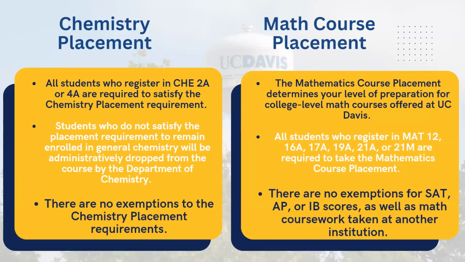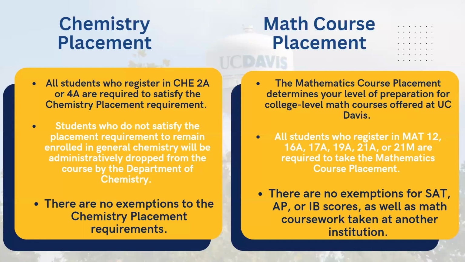In terms of chemistry and math placement, I think these are very important things to also remember. In terms of chemistry, there are no exceptions to the chemistry placement requirements. So all students who register for chemistry 2A or 4A are required to satisfy the chemistry placement requirement.